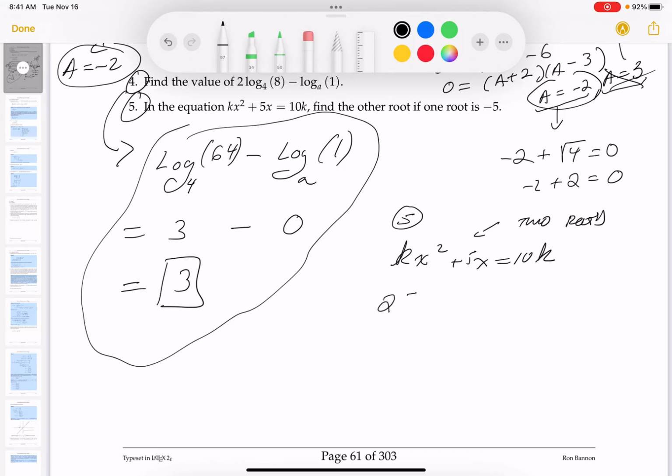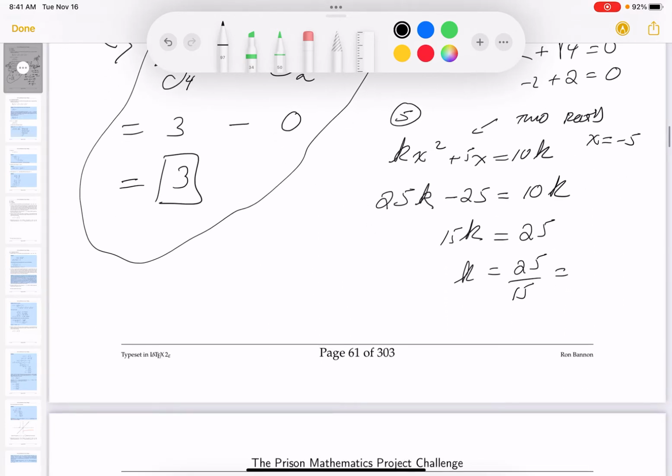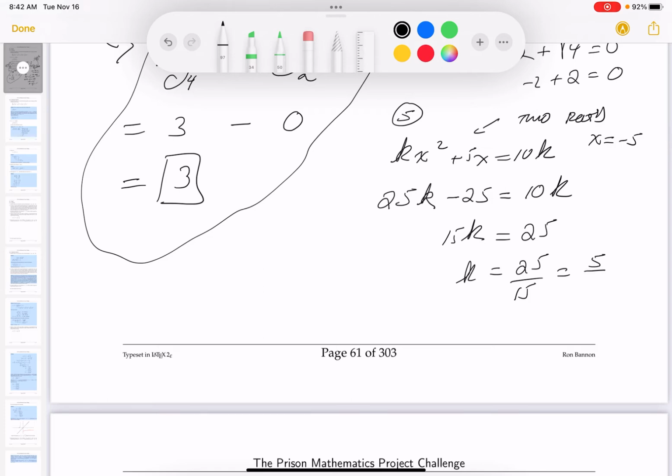So what do you get? 25k. That means x equals minus 5, by the way. 25k. I forgot to put the k in there. And what do you get over here? You get minus 25, and that would be 10k. Well, let's see if we can solve that. I'm going to get 15k. I'm subtracting 10k from both sides, so 25 equals 15k, and k equals 25 fifteenths. And what do you get there? Well, I'm going to reduce that. That would give you 5 thirds.